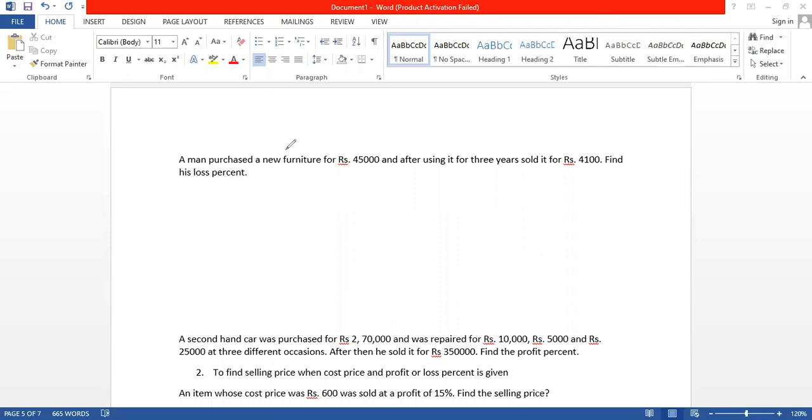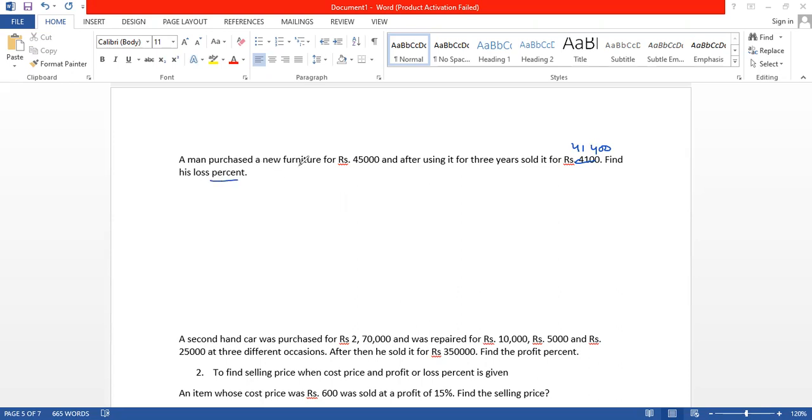Okay, so this one says a man purchased a new furniture for 4,000 and after using it for 3 years sold it for 4,100. Find his loss percent. Let me just see if the values are correct. Yeah, so this over here is actually 41,400. Okay. So now again, first thing is you need to see that the selling price and the cost price both are given to you, and the question is asking for the loss percent.